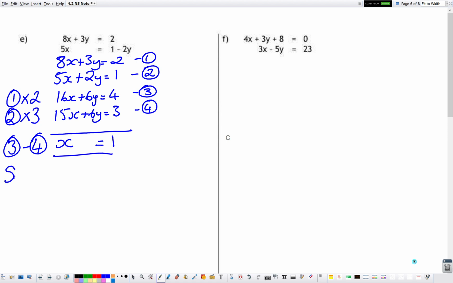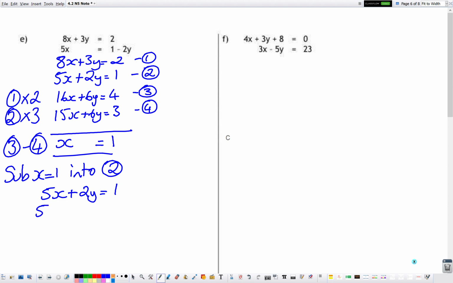Now we just have to substitute x equals 1 into our easiest one, which is probably, I don't know, your choice. Let's go for equation 2. Either of the 4 equations will work, by the way. It doesn't matter which one you substitute in. As long as you substitute in properly and do the multiplication, any of them will work. So we've chosen equation 2, which is 5x plus 2y equals 1.